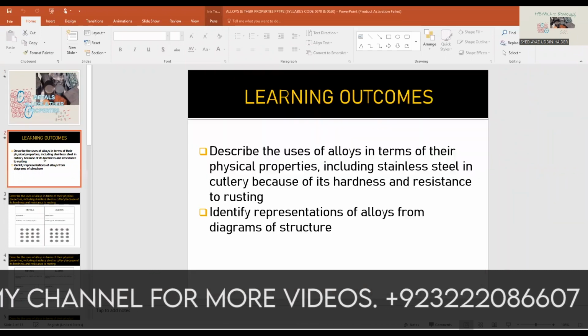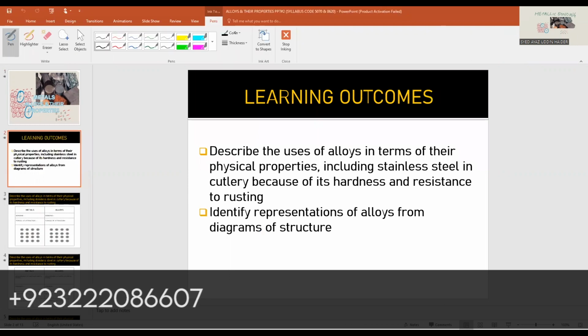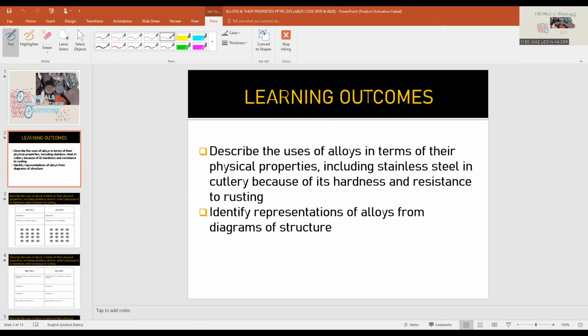I will continue the video lesson for the topic alloys and their properties. Syllabus learning outcomes are for the 2023-25 version for both CAIE 5070 and IGCSE 0620. The SLOs for this video lesson are: describe the uses of alloys in terms of their physical properties, including stainless steel in cutlery because of its hardness and resistance to rusting. Identify representations of alloys from diagrams of structure.